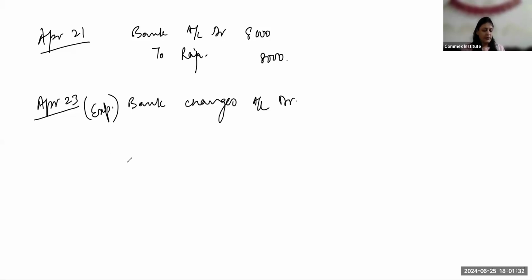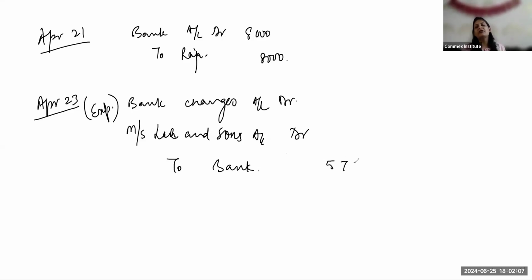And why are we paying? Why do you think we are giving a draft to Messrs. Lal and Sons? Why should we give to anybody? Because probably he was our creditor. Okay, so he is being made the payment, so he will be debited. Messrs. Lal and Sons account debit to bank. So to bank, we are paying total 5,700. 5,000 we had to pay to Messrs. Lal, and 700 was the bank charges, which is our expense.